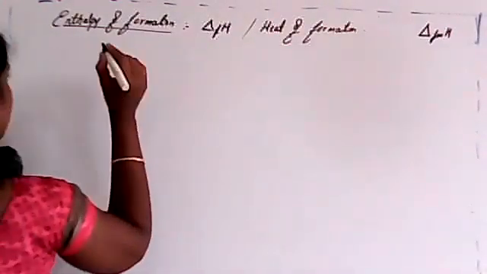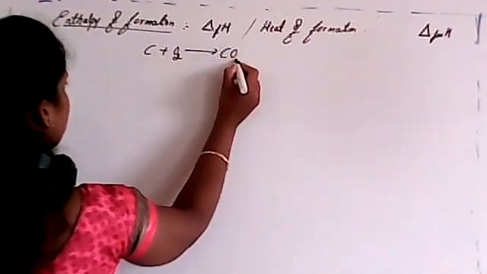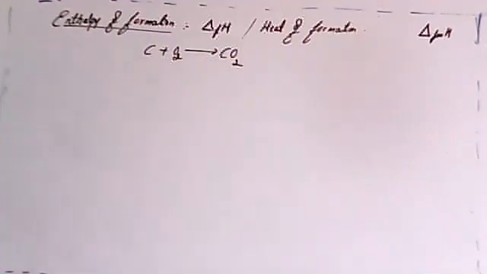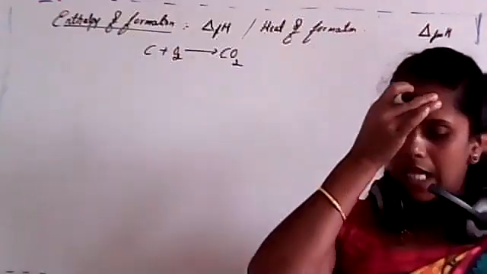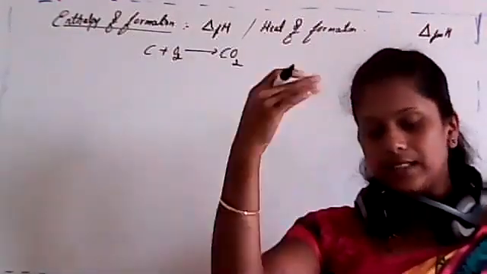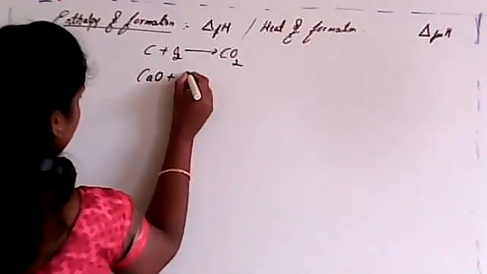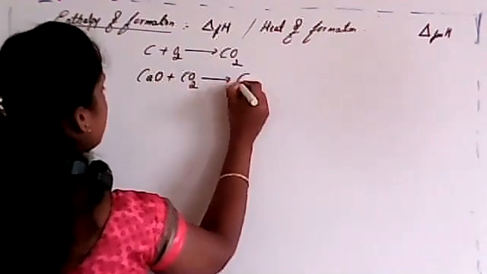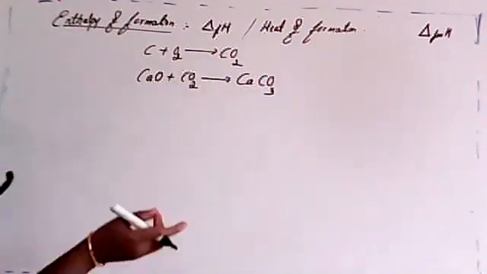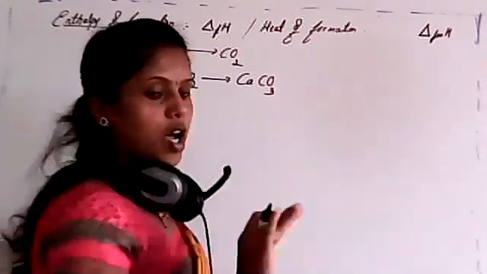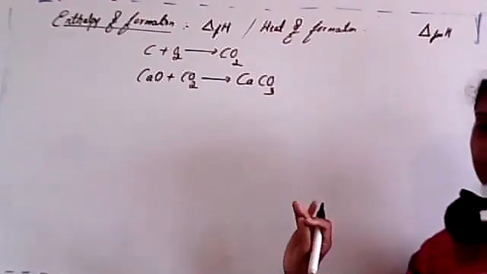Now I'll consider carbon reacting with oxygen to give carbon dioxide. Now consider another system: calcium oxide reacts with carbon dioxide to give calcium carbonate. First I'll give a statement, and after that you have to tell me which one is the proper example of it.